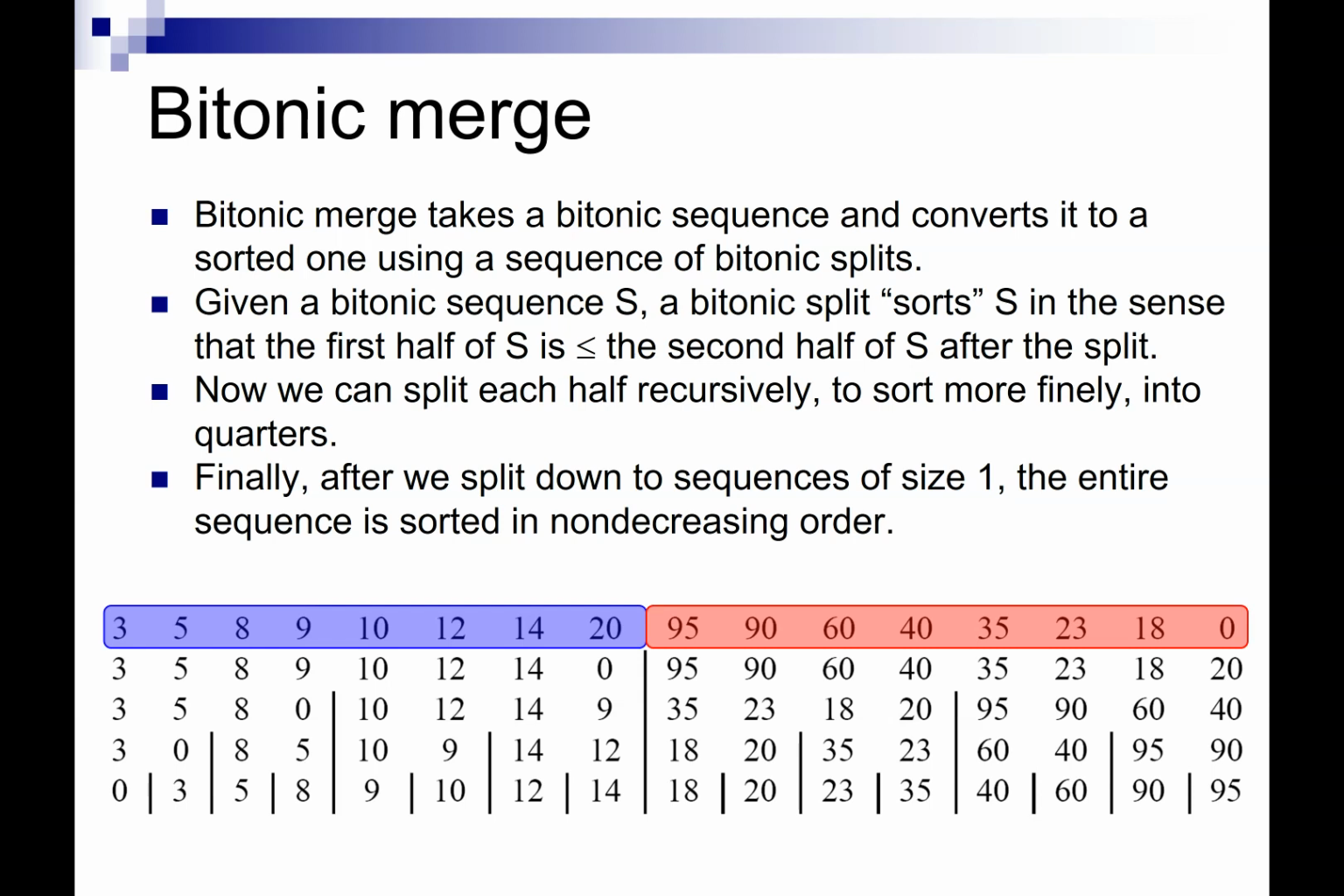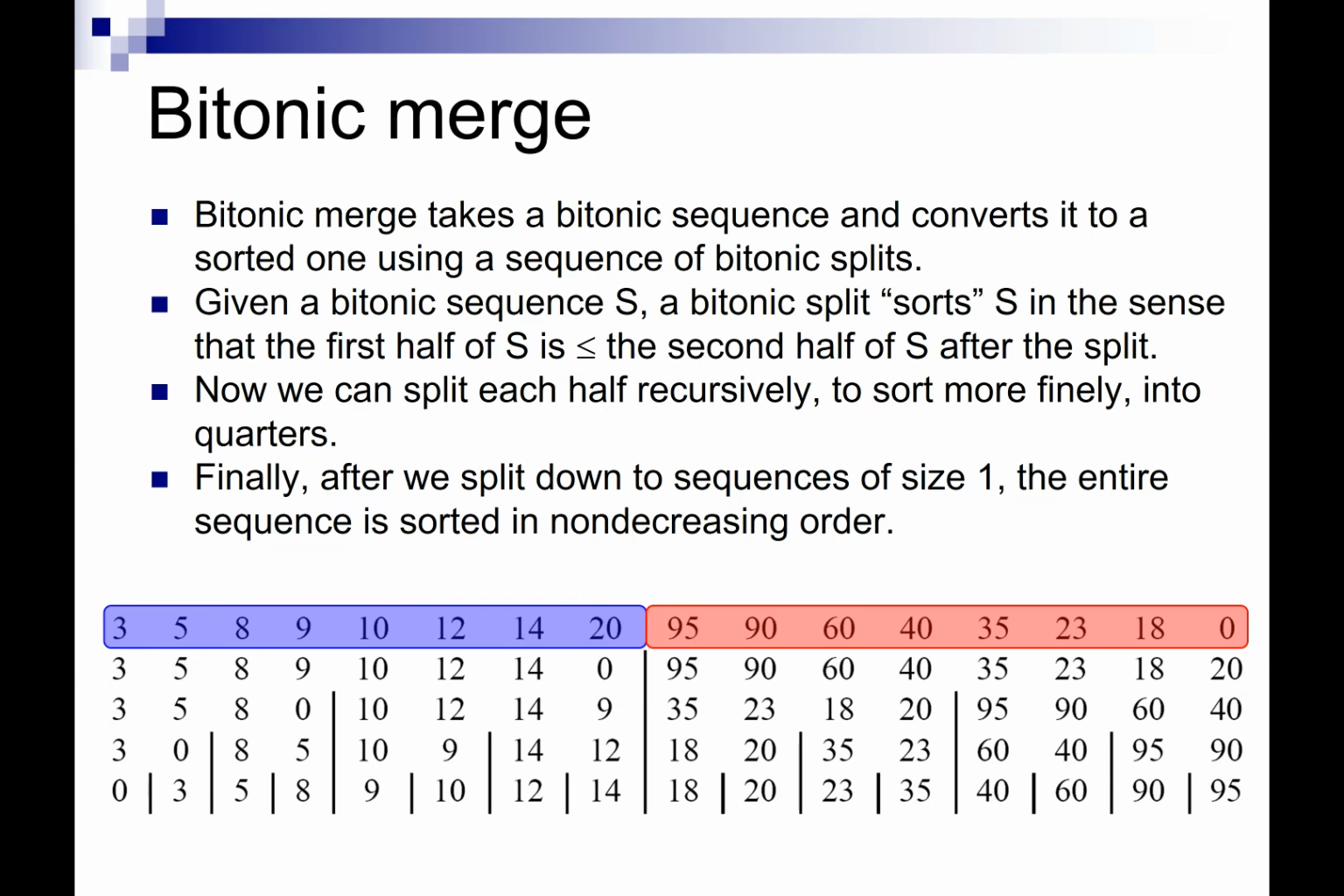The bitonic split is: we split the sequence in half, and we match up the corresponding values. So the 3 gets matched to the 95, the 5 gets matched over here, and so on. Then for each of these pairs, we take either the min or the max, and that produces this sequence on the second row over here.